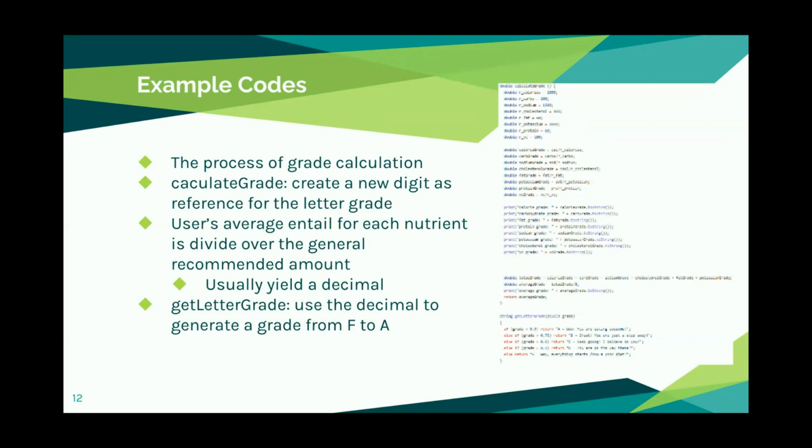And the code calculate grade will create a digit as a reference for the letter grade, and first the values for the recommended amounts were obtained and set up. And then the user's average intake of each nutrient is divided over the recommended value of each piece of food information. And usually this will yield a number between 0 to 1. Then we'll use this digit to generate a letter grade from F to A. As a result, a letter grade is acquired based on the total grade calculated in calculate grade. And only the letter grade will be shown to the user to improve clarity. And since this is part of the consideration of the UI, alongside the encouraging phrase, the total grade calculated will not be shown to the user.